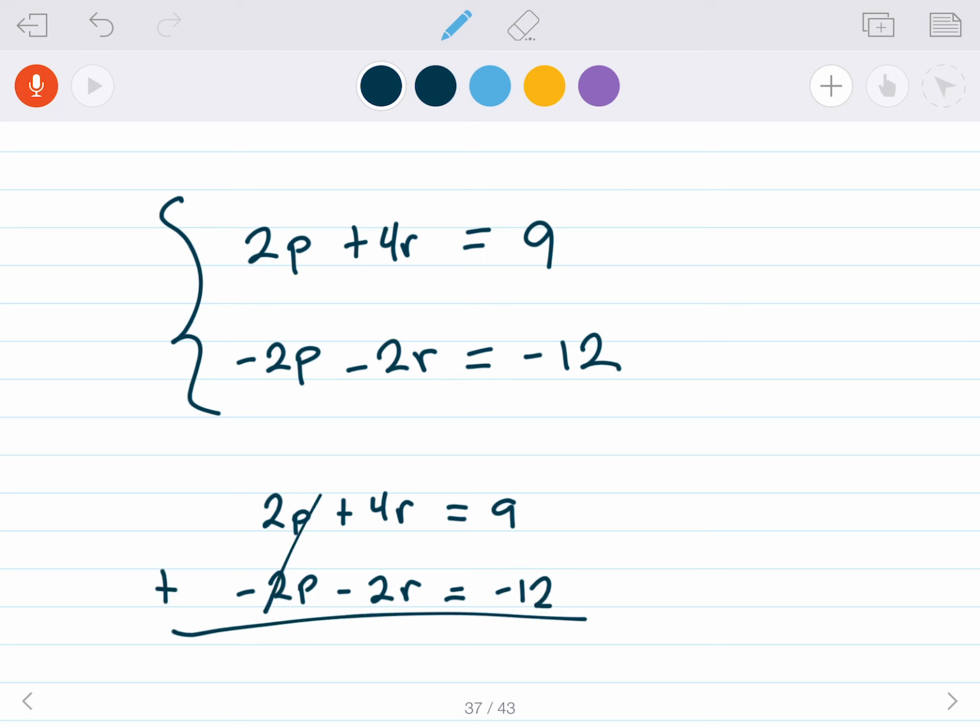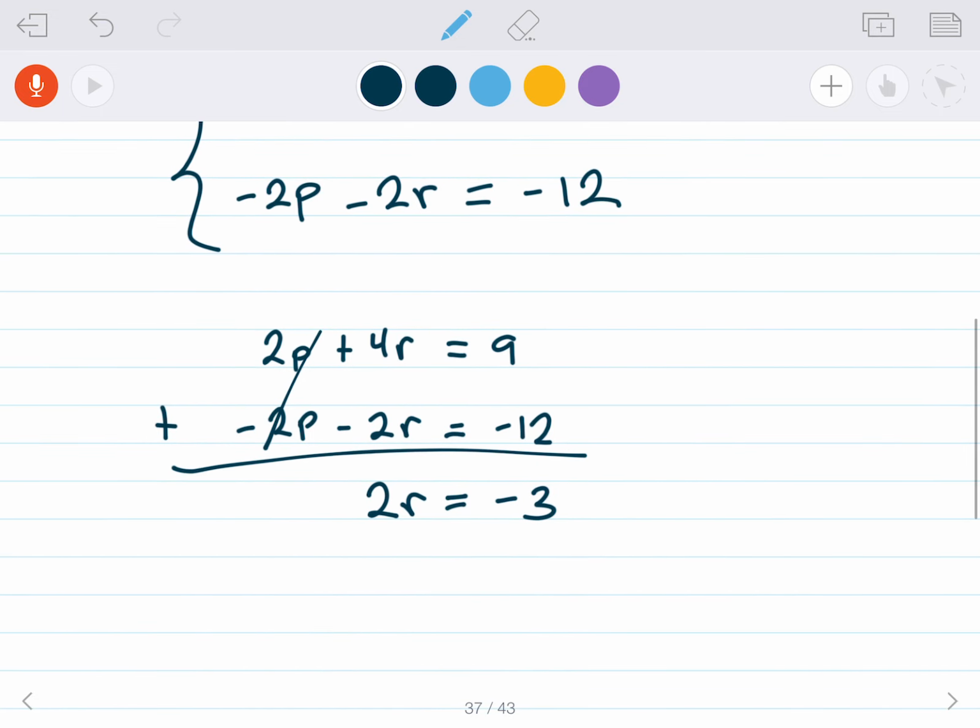So that clears that. 4r plus -2r is 2r. 9 plus -12 is -3. And then I'll divide both sides by 2 to get r alone. So r is equal to -3 over 2.